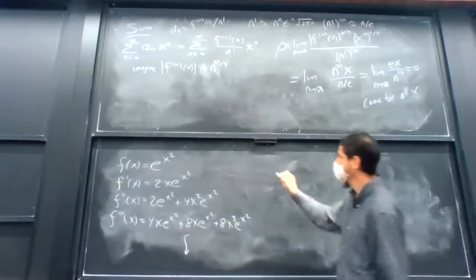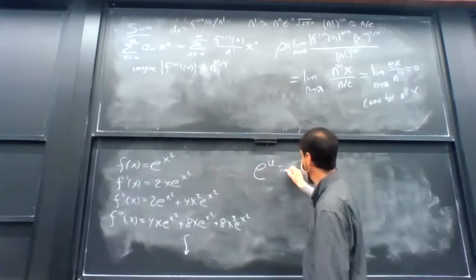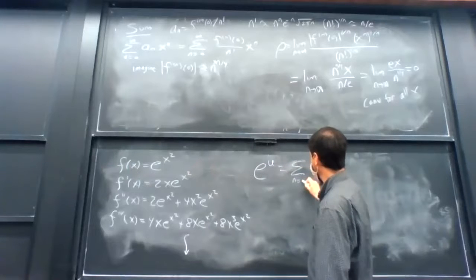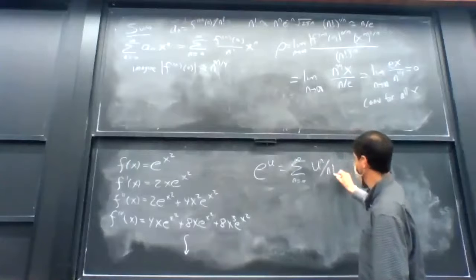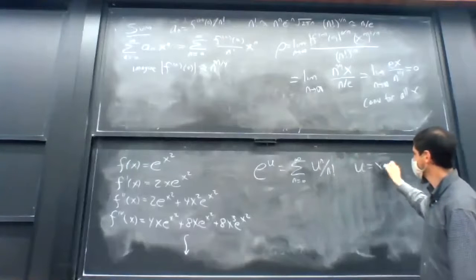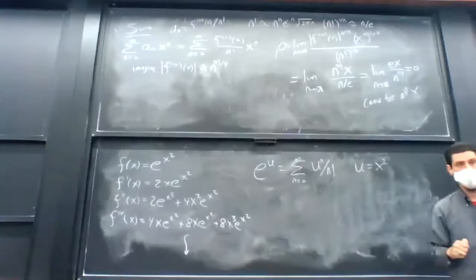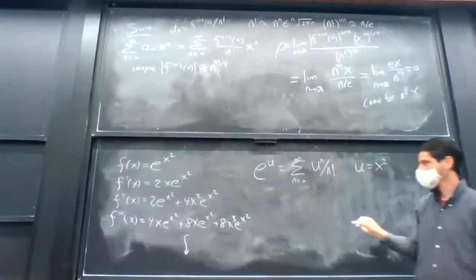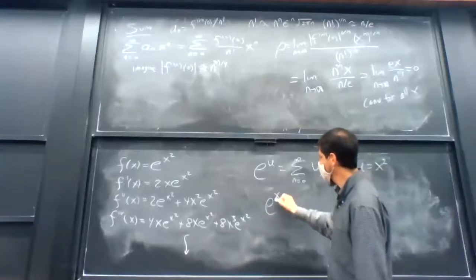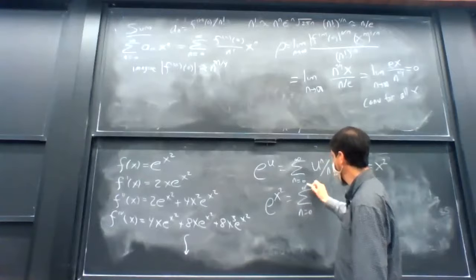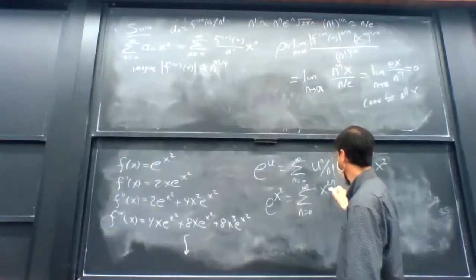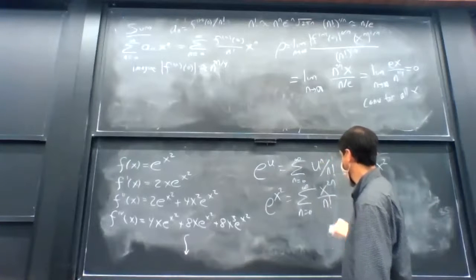What you just noticed is, well, we know the Taylor series of e to the u is just the sum, n goes from 0 to infinity, of u to the n over n factorial. Let u equal x squared. So the Taylor series of e to the x squared is then just the sum, n goes from 0 to infinity, of x to the 2n over n factorial.